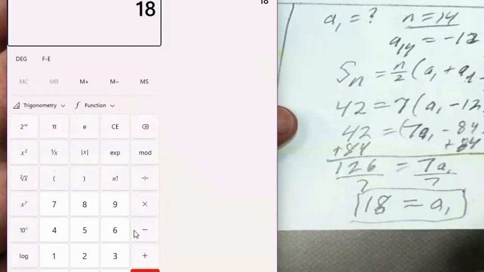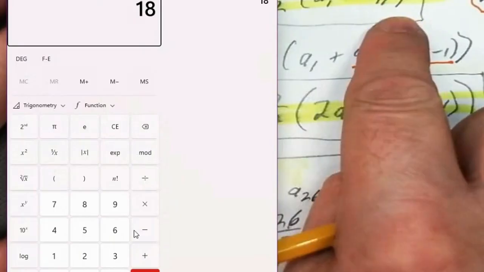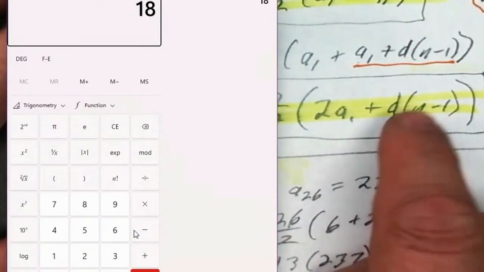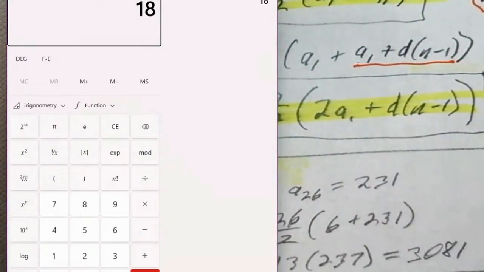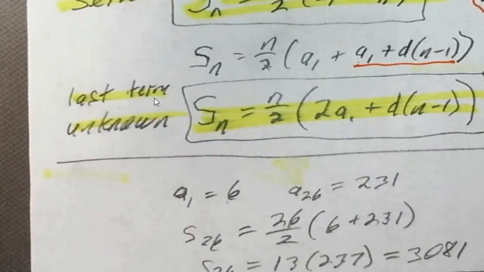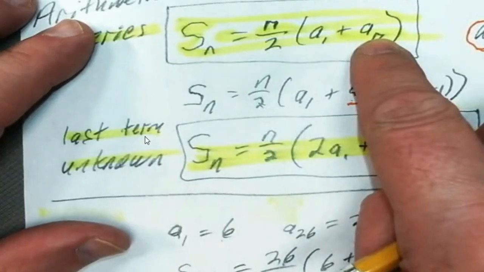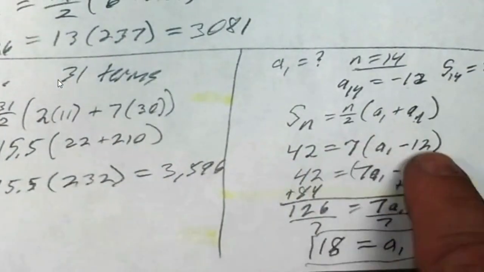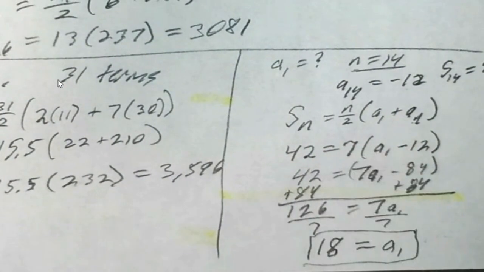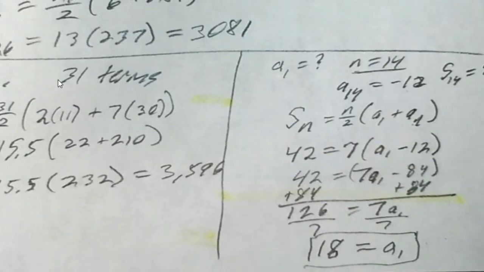So we just had to pull up the formula for the information we had. If we didn't have the last term and had the common difference, we'd just switch to that formula. But since we knew the total, the number of terms, and the last term, we could just substitute what we know and solve for the unknown variable.